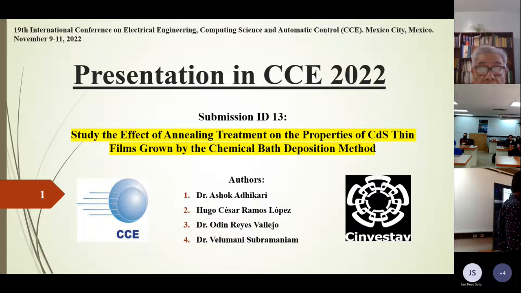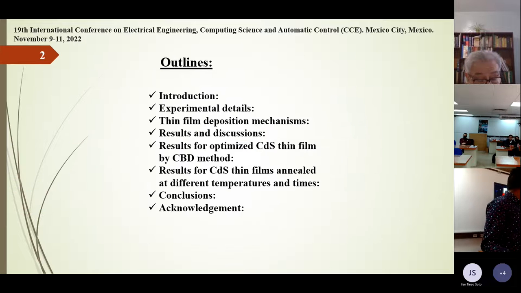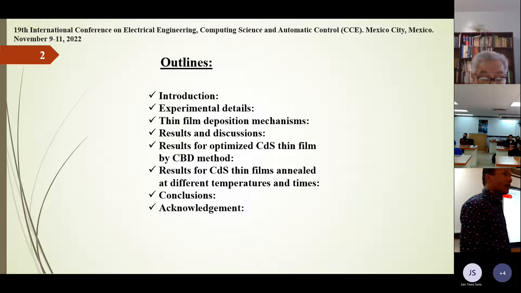Good afternoon, all. Today I'm going to present work on CdS thin film, which is annealed in the MTI vacuum oven. This presentation contains introduction, experimental details, thin film deposition mechanism, results and discussions, results for the optimized CdS thin film by chemical bath deposition method, results for the CdS thin films annealed at different temperatures and times, conclusions and acknowledgement.